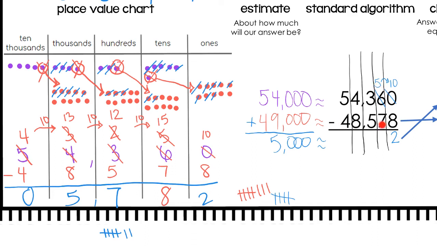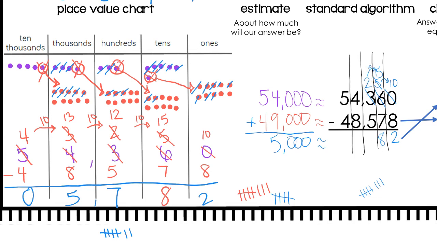10 minus 8, 2. Then I go to the tens. 5 minus 7. If I only have 5, I cannot take away 7. That's too big. So I have to go and regroup from the hundreds. I'm going to take one of those hundreds. Now I have 2 hundreds. And I'm going to regroup 10 more. 10 and 5 is 15. Now I have 15 in the tens place. 15 minus 7 is, let's count up: 7, 8, 9, 10, 11, 12, 13, 14, 15. It's 8.